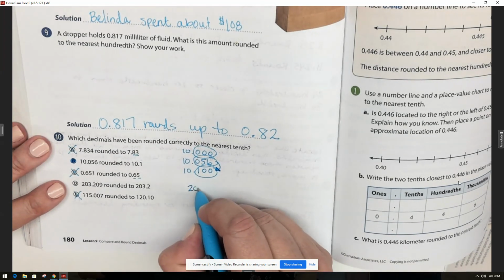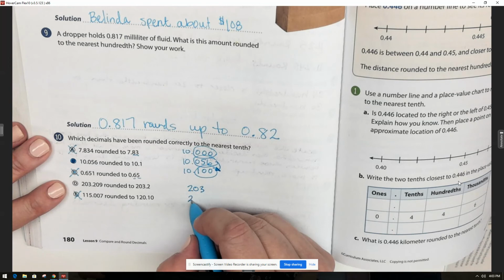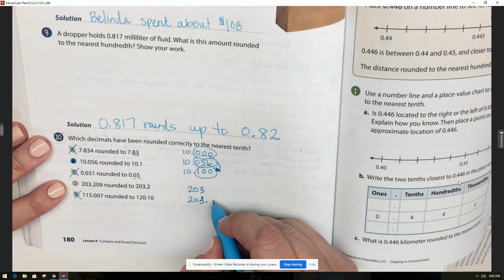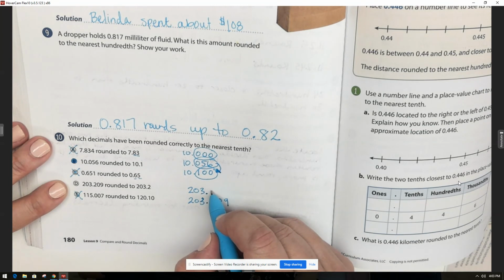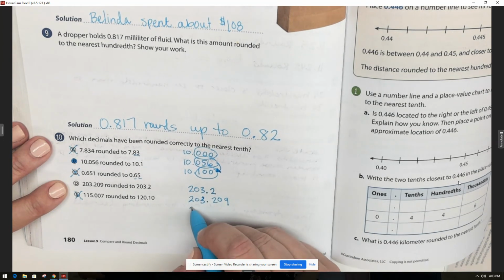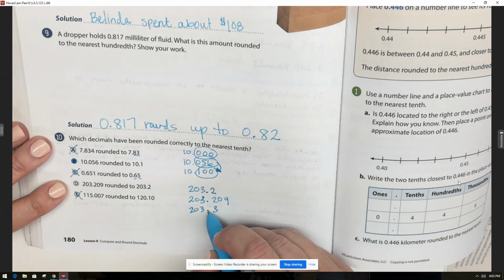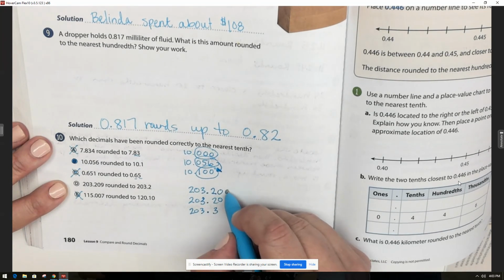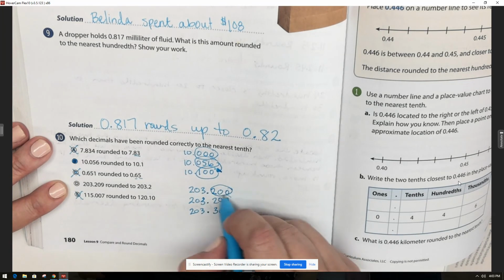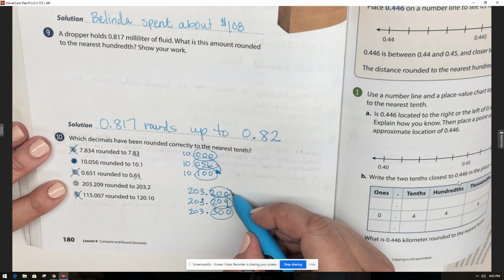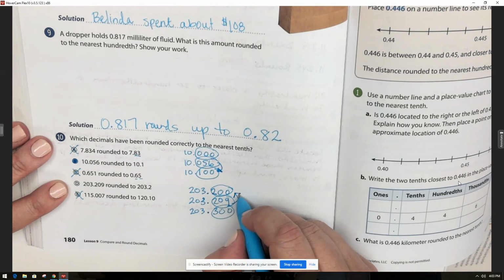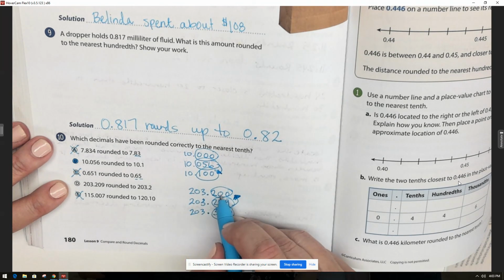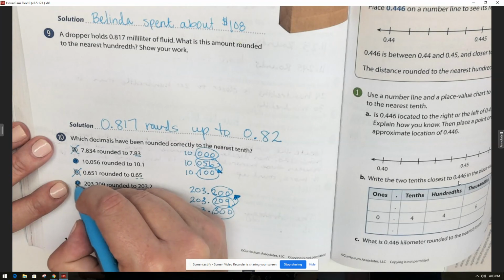Then we have 203 and 209 thousandths. So we know that 203 and 209 thousandths is between 203 and 2/10 and 203 and 3/10. Then we're going to add in our placeholder zeros and then look at these whole numbers. Is 209 closer to 200 or 300? That's right, it's closer to 200, so it's going to round down to 203.2. So this one is also true.